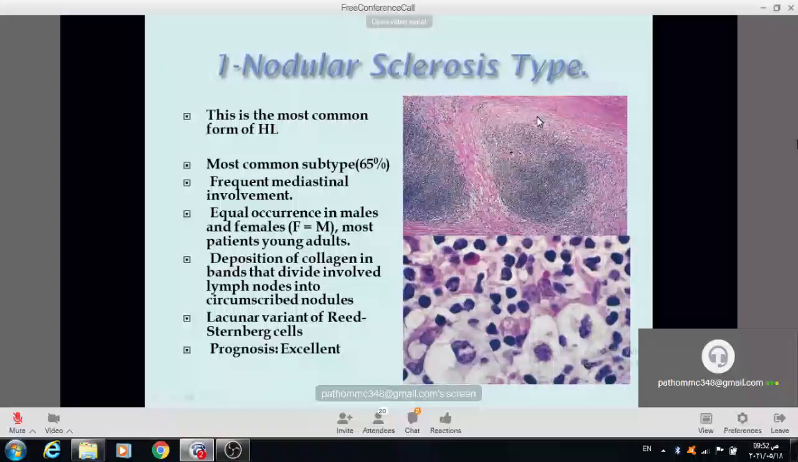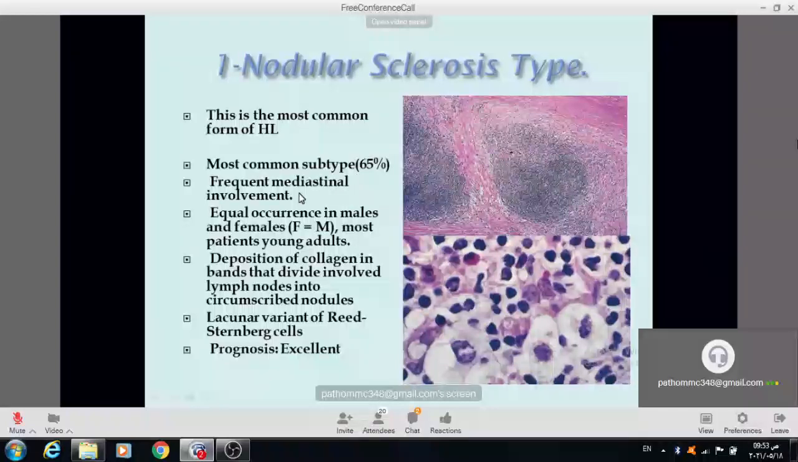Why do we call it nodular sclerosis? Because the lymph node will contain nodules, and between the nodules we have fibrosis or sclerosis. So we call it nodular sclerosis because the slide shows nodules of lymphocytes, and these nodules are separated by collagen fibers. It is the most common subtype, about 65%.